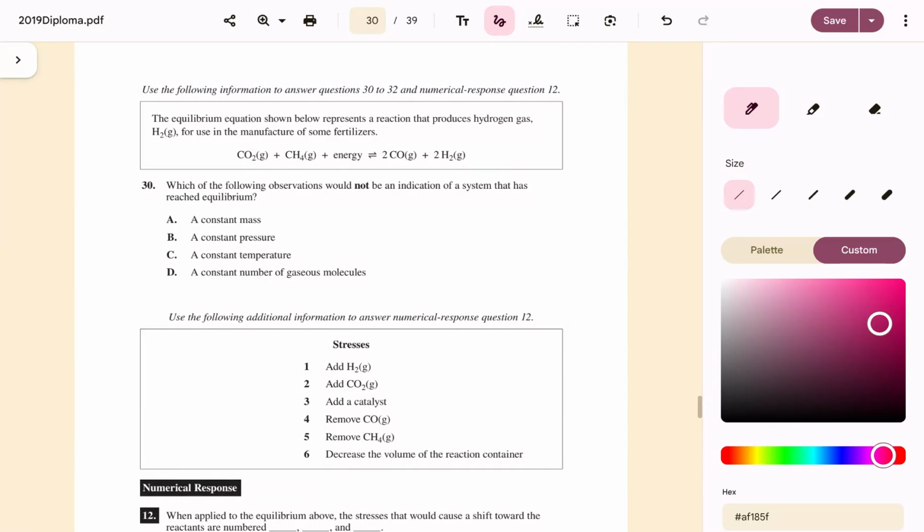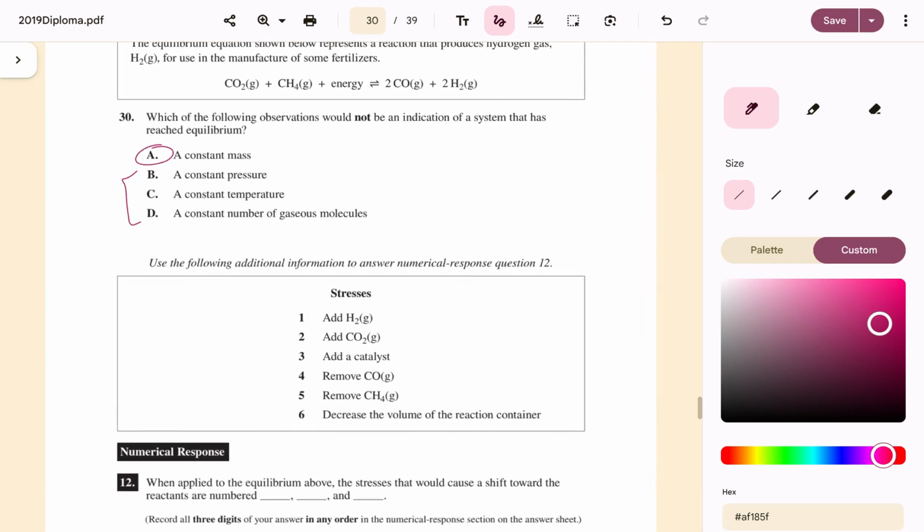This is another one we have done recently, and this is just showing we know the definition at equilibrium, and everything here has to be constant except mass is one that's not an observation, so that's one that's not right. The other 3 do work for a system that's in equilibrium.